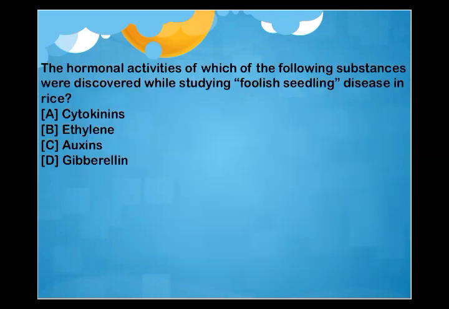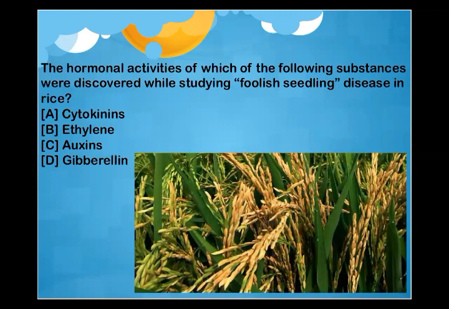Which of the following substances were discovered while studying foolish seedling disease in rice? The gibberellins are the plant hormones that were discovered during the experiments on foolish seedling disease in rice.